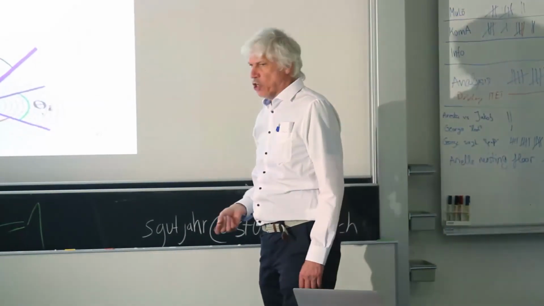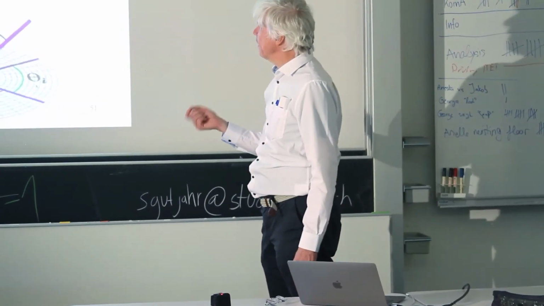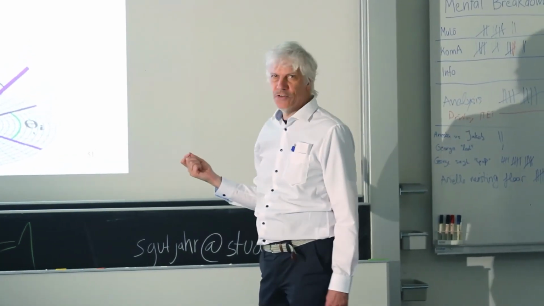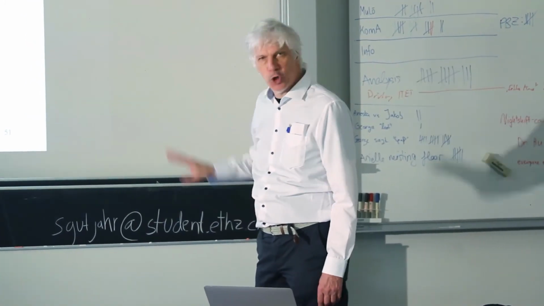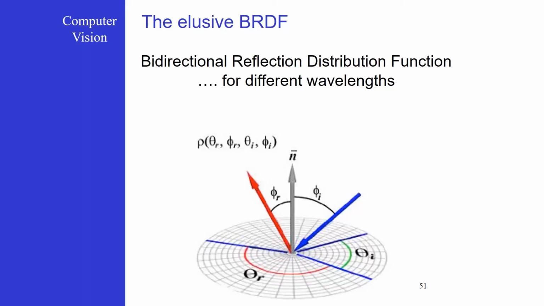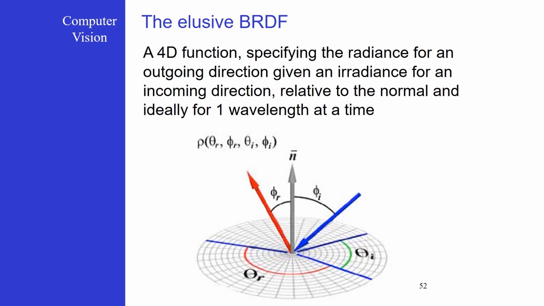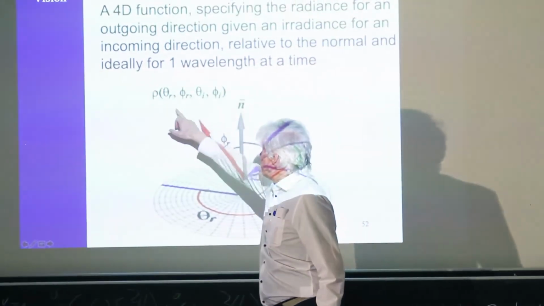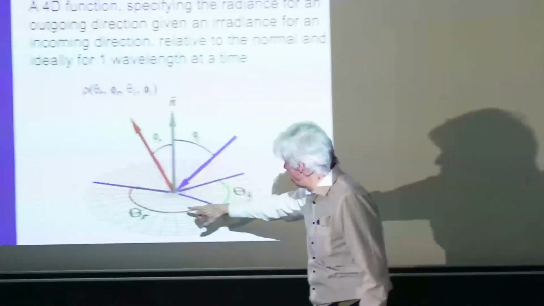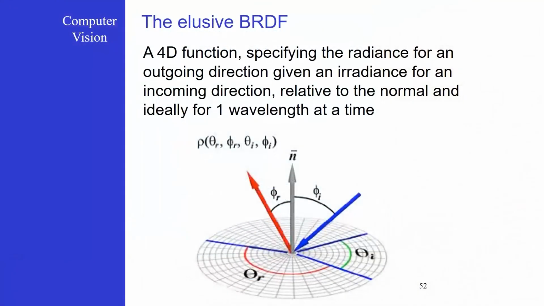And that's a 4-dimensional function to measure. Very difficult to measure in practice, but that's like the optimal characterization of reflectance. I just want to make a note of that, to mention BRDF as a concept so that you know what it refers to. It's a 4D function specifying the radiance for an outgoing direction given an irradiance for an incoming direction relative to the normal and ideally for one wavelength at a time, but as I said, often not quite so dependent on the wavelength so that you don't have to care too much about that part. But 4-dimensional. This is a specification for the different angles here. You see the definitions down here. So it's a 4-dimensional function.